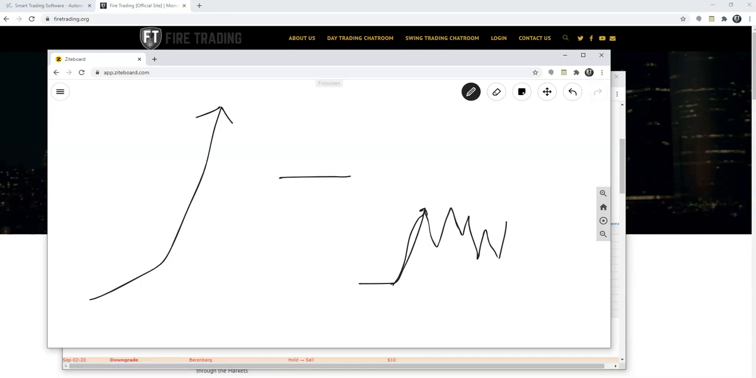So, in conclusion, when you're trading a stock with a high short float, look for very rapid, quick movements to the upside. If you're trading a stock that's coming down with a high short float, be prepared for very choppy conditions.